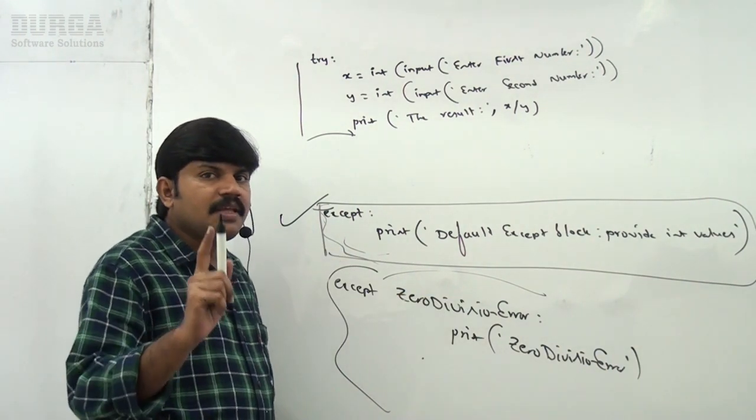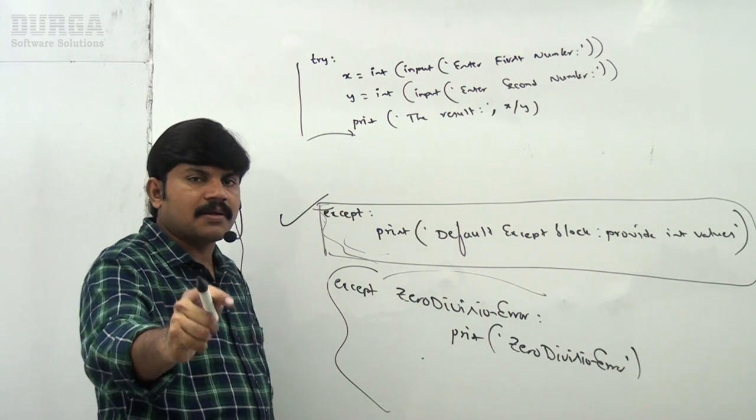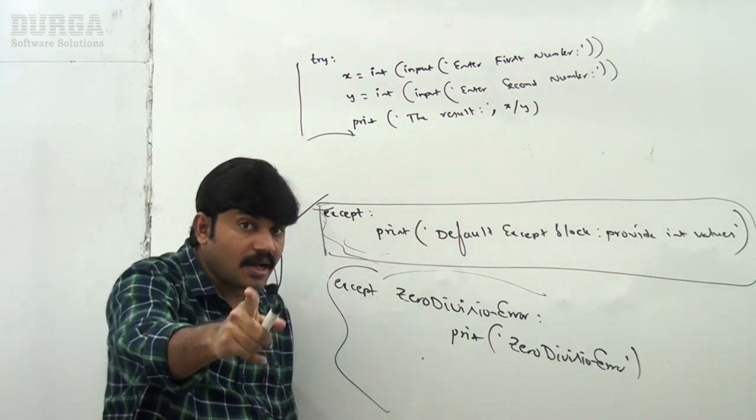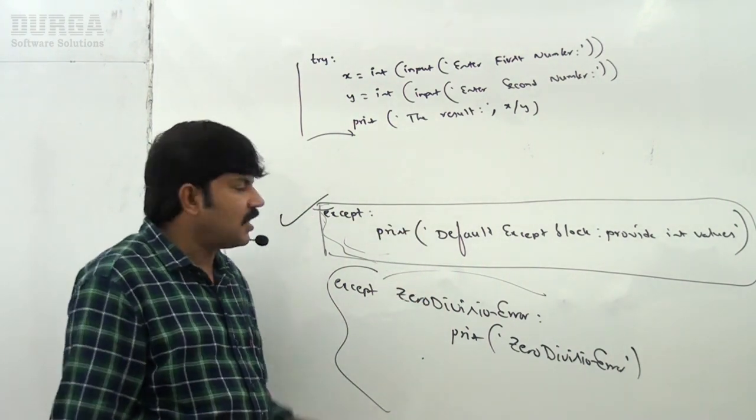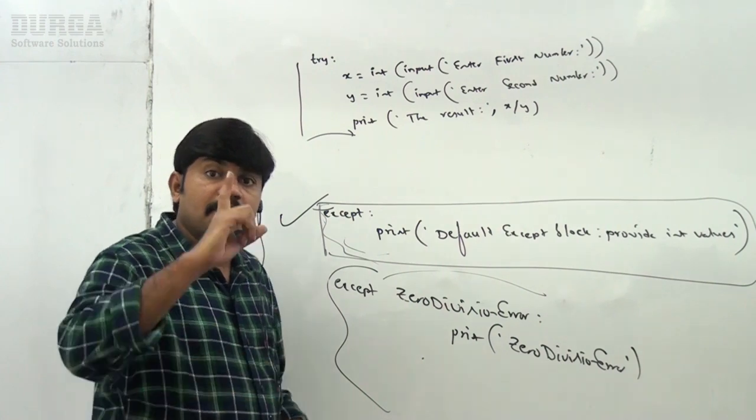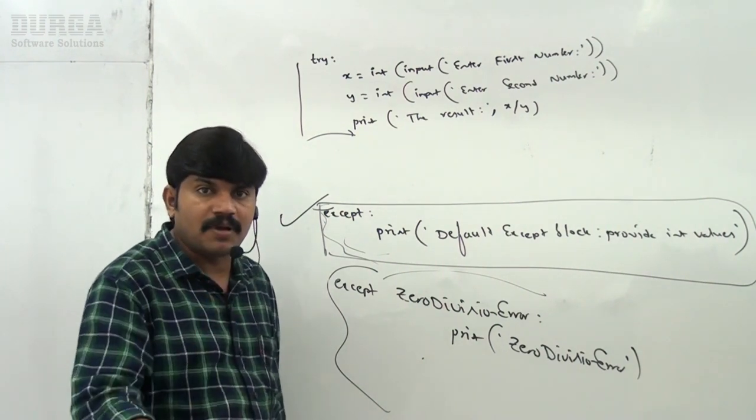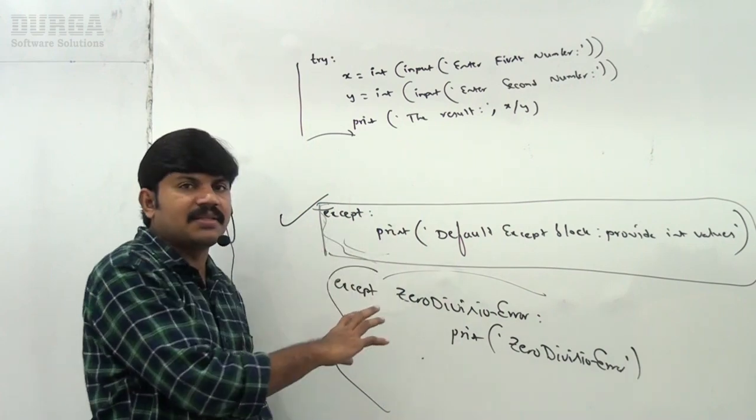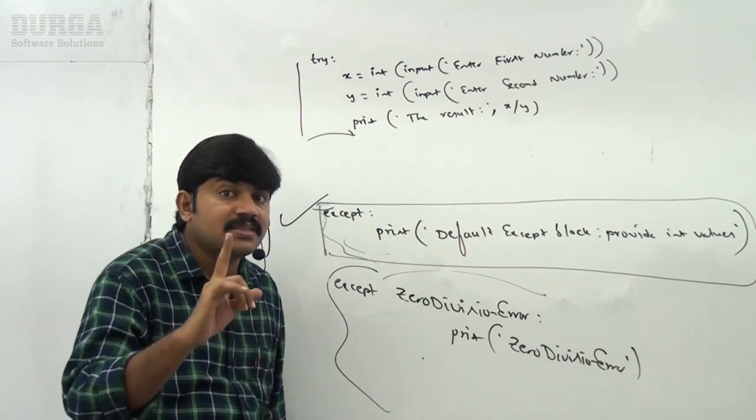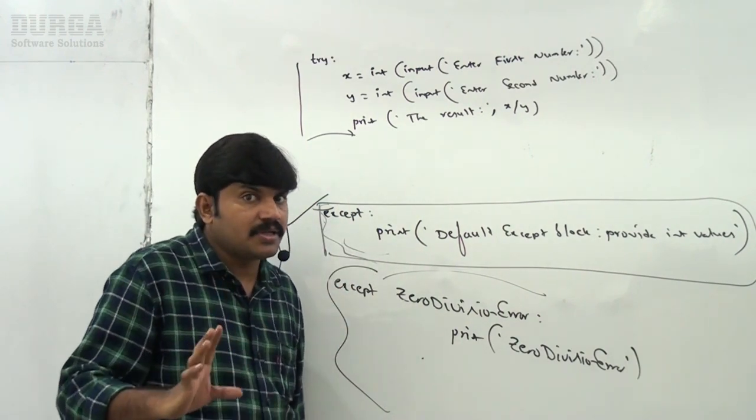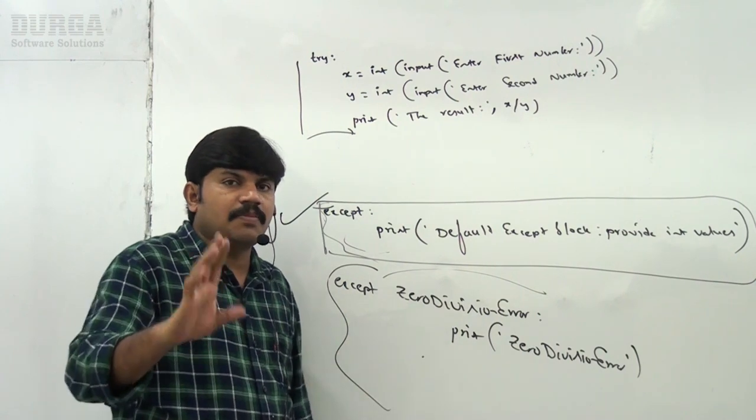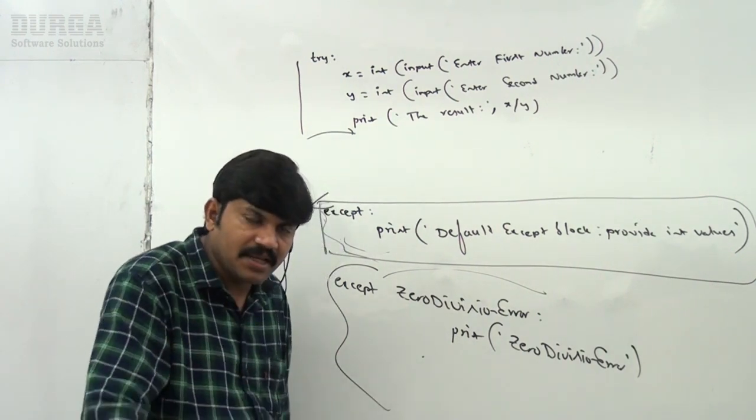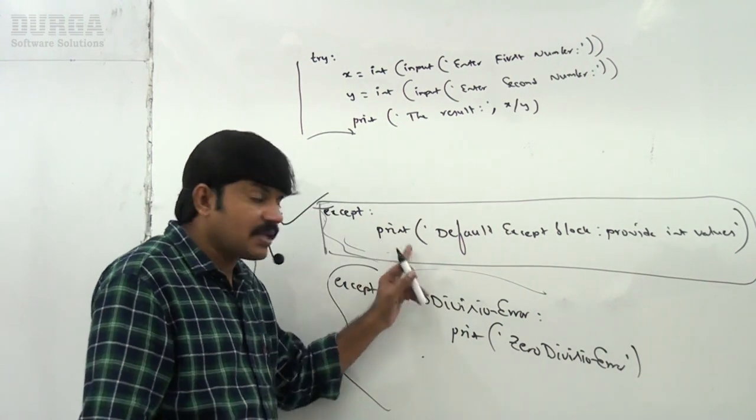That's why the default except block must be the last except block. Remember this. If you change the order and take it anywhere else, we immediately get a syntax error. Very, very important: if a default except block is there, it must compulsorily be the last except block.